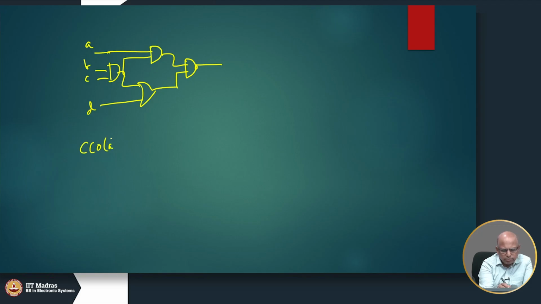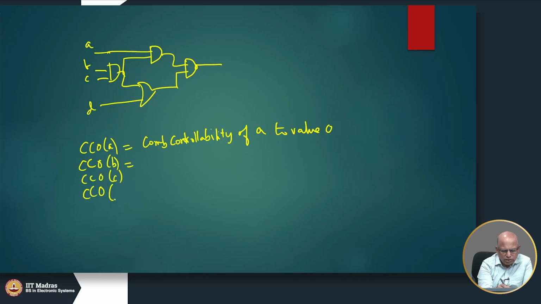CC0 of A means combinational controllability of A to value 0. Similarly, I can say CC0 of B, CC0 of C, and CC0 of D. These are very controllable, so we can put a low number like 1. So, 1 means the controllability is very high.